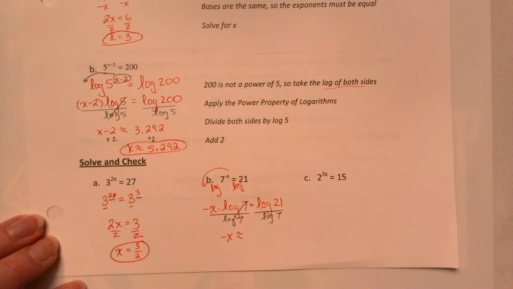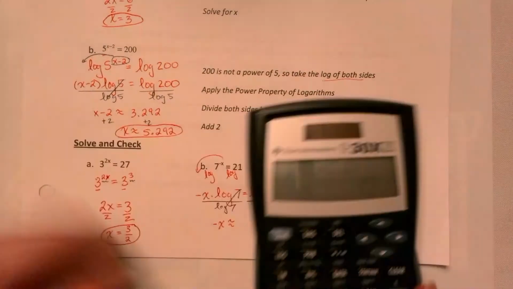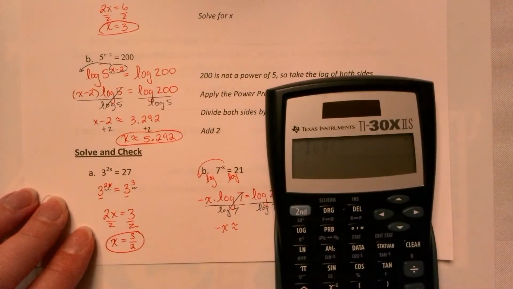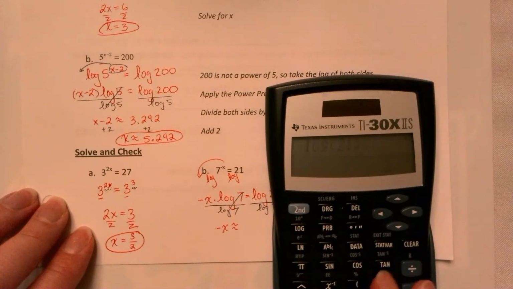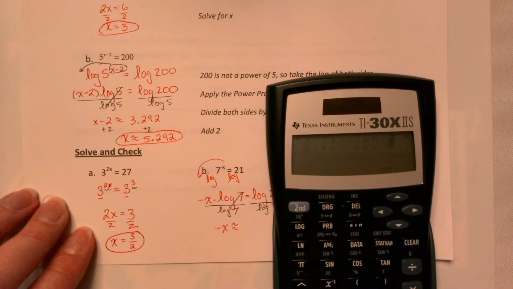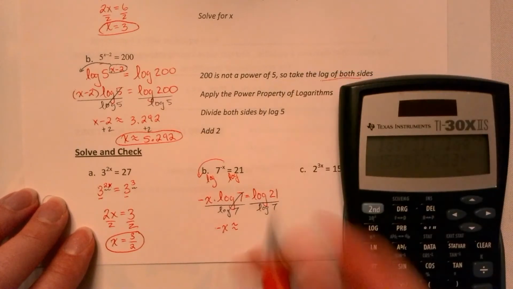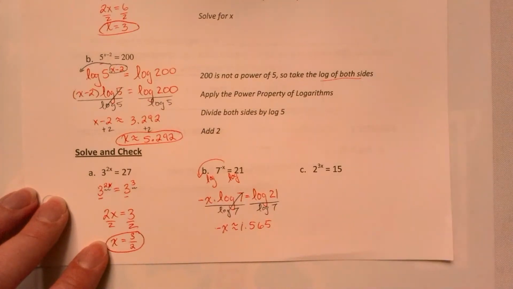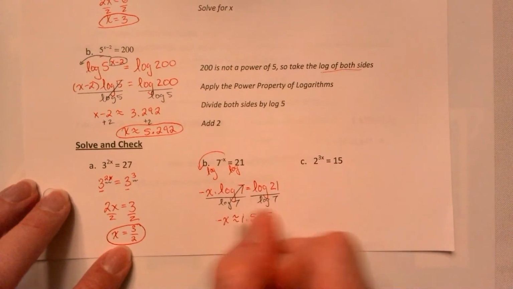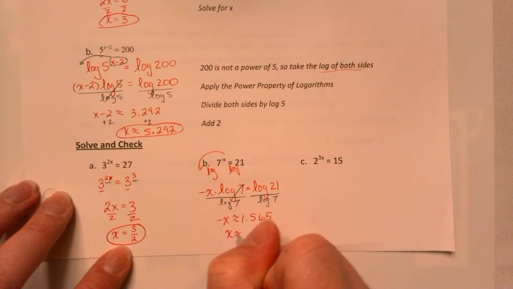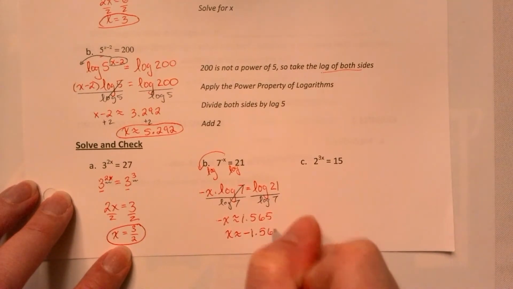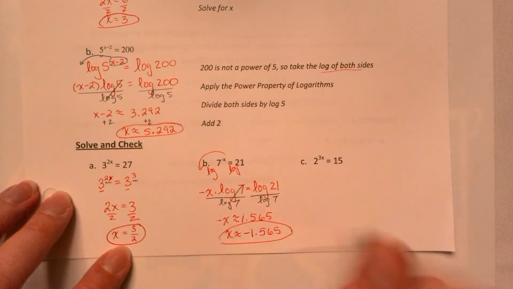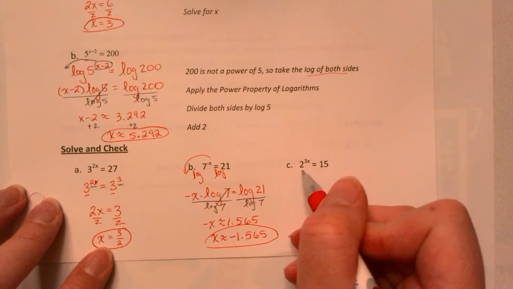And again, I'm going to go ahead with an approximate symbol. And we need to take the log of 21 and close those parentheses, divided by log, it's been a long day, of 7. Close those parentheses, and we get about 1.565, and we are almost done, but I do have a negative x. So I'm going to go ahead and divide both sides by negative 1, and x is approximately negative 1.565.